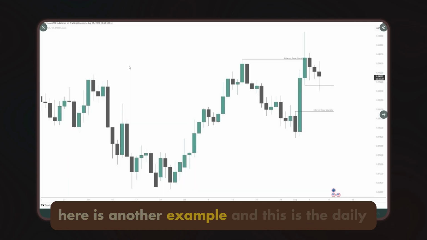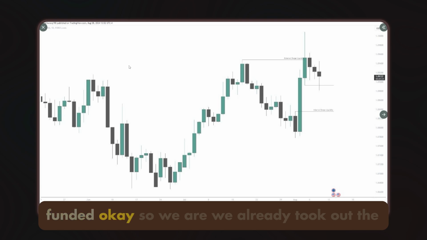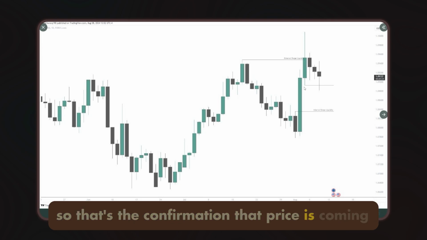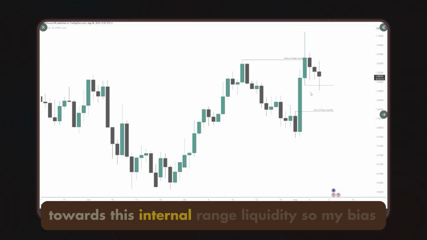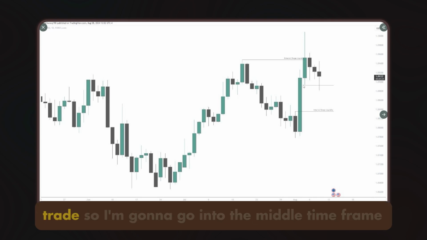Here is another example, and this is the daily chart. And this is actually the trade that got me funded. Okay, so we already took out the external range liquidity. We closed the opposing way, so that's the confirmation that price is coming towards this internal range liquidity. So my bias was ERL to IRL. That means I was bearish in this trade.